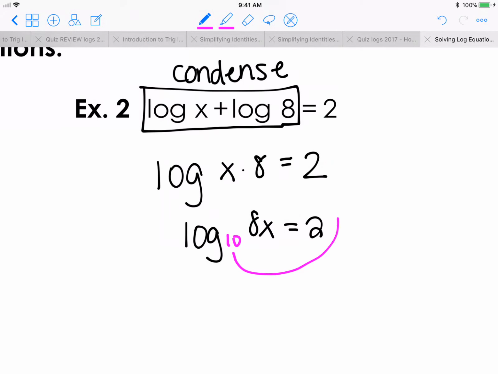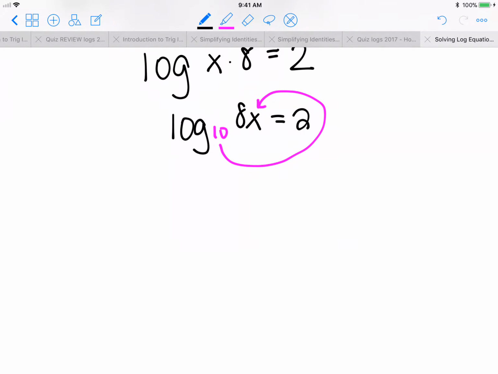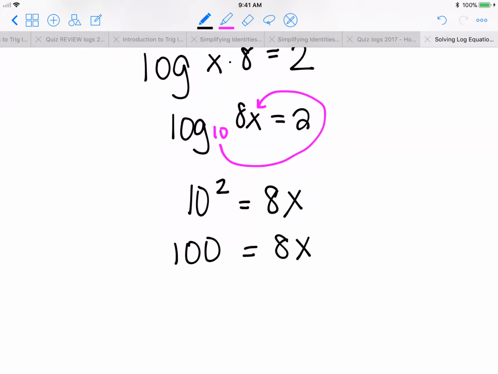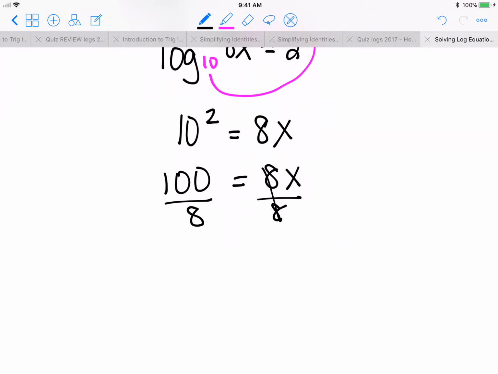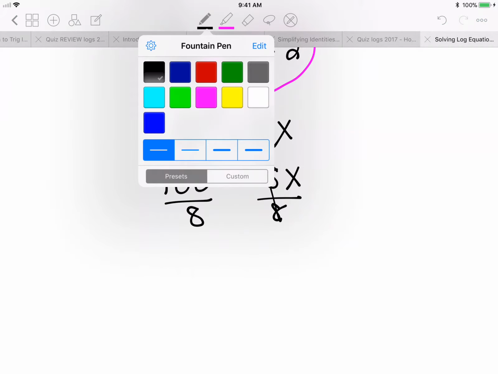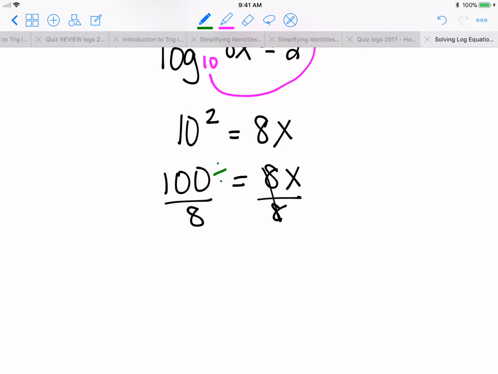And now let's do our roundabout and convert it into exponential form. So we get 10 squared is equal to 8x. So it's 10 squared, 100 is equal to 8x. Divide by 8 to isolate x. And we get 100 divided by 8. Well, let's simplify that. What can we simplify? Well, we can divide each of these by 2. And then we're left with 25 over 2 is x. You could convert that to a decimal, but I'm going to leave it right there.